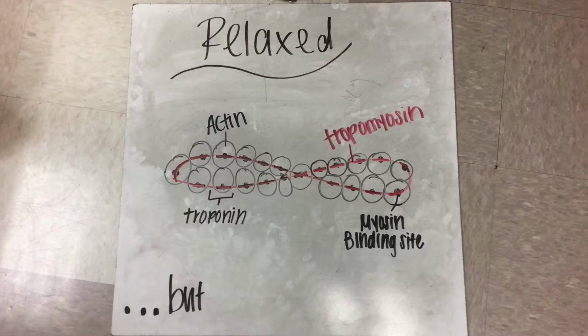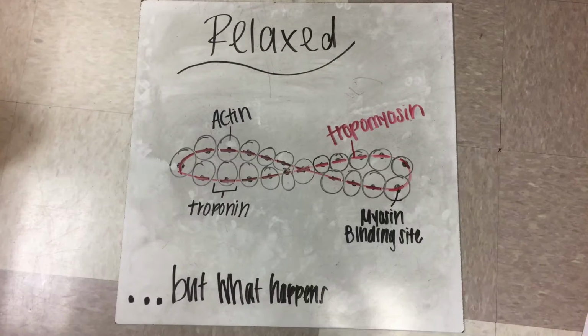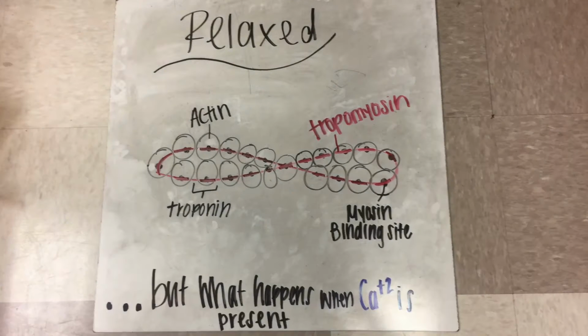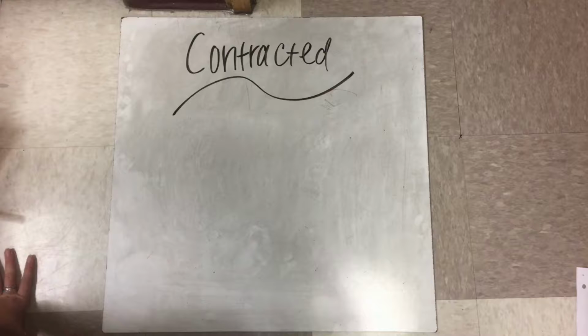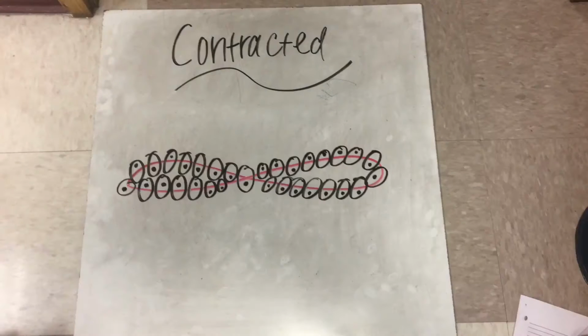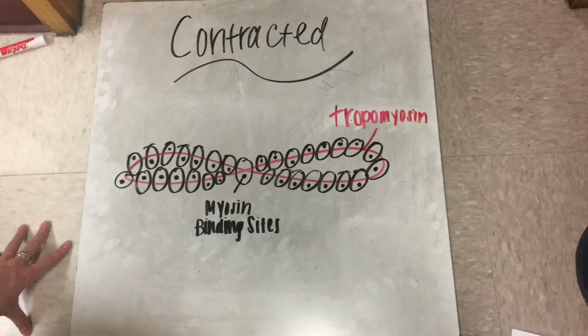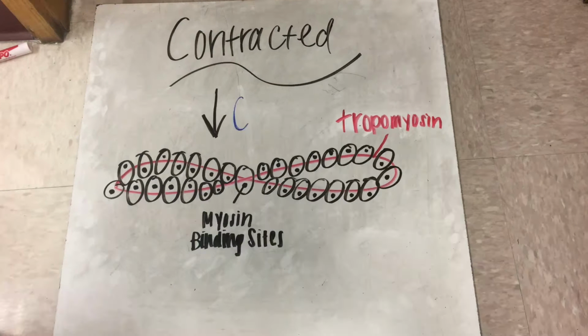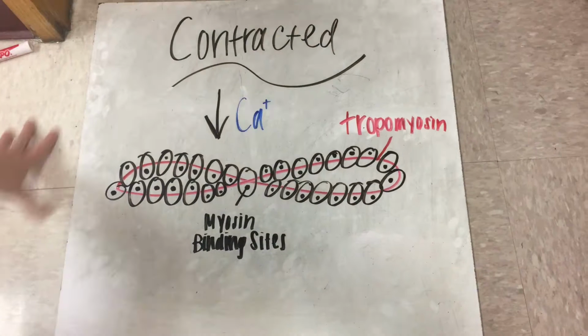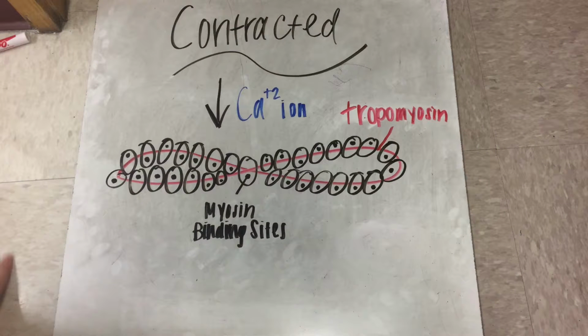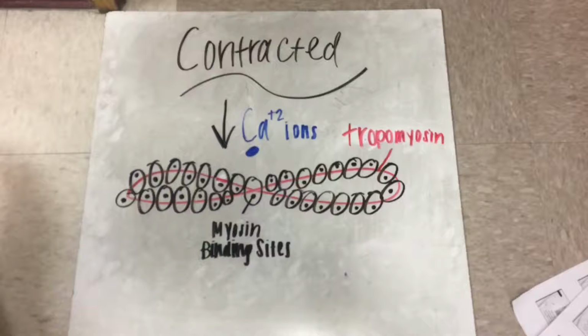But what happens when calcium is present? Now looking at contracted strands of troponin complex, notice that the tropomyosin is not covering the myosin binding sites any longer. But remember, in order for tropomyosin to move away, calcium ions must be present.